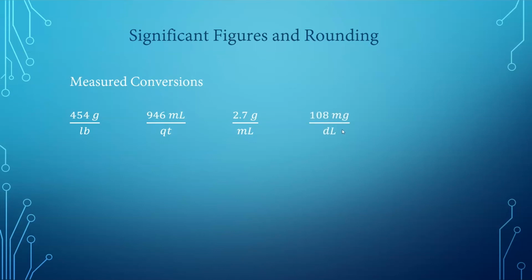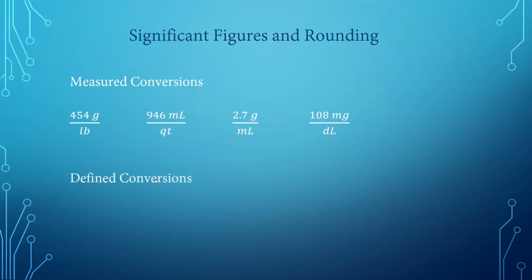From one of our earlier problems we did about the blood glucose, that 108 milligrams per deciliter was measured to 3 significant figures as well, because someone had to actually take a sample of blood and measure the amount of glucose. So we can't measure things exactly. We can only measure them approximately, depending on how good our measuring devices are.